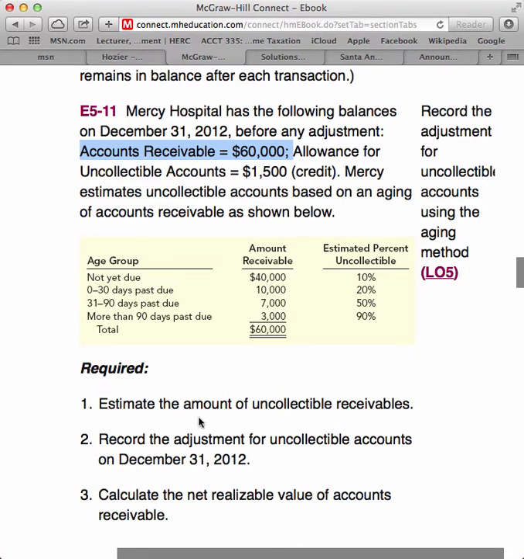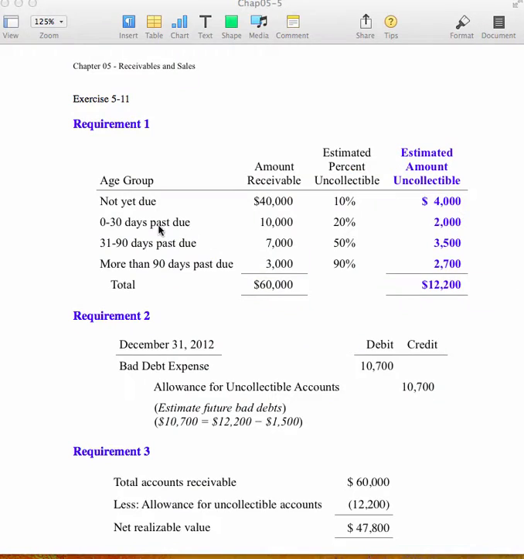So let's first estimate the amount of uncollectible using the aging method. What we're going to do is use the balances in each age group and multiply by each respective estimated percent of uncollectible. By multiplying it together, we get the estimated amount of uncollectible. After we do this, we calculated $12,200 as the estimated amount of uncollectible for the following year.